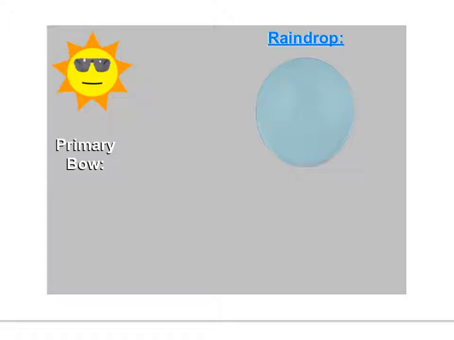So now let's focus on the processes that result in the formation of the primary bow. I've included a picture of the sun here in our diagram to go along with our raindrop. And of course, notice that neither the raindrop nor the sun are drawn to scale. I've made the raindrop really, really big so that we can focus on what happens inside the raindrop when it's illuminated by sunlight.